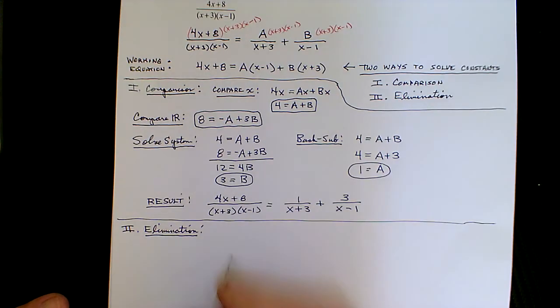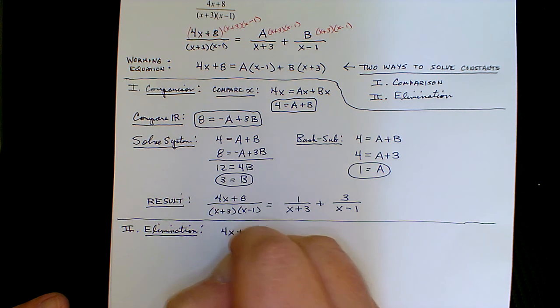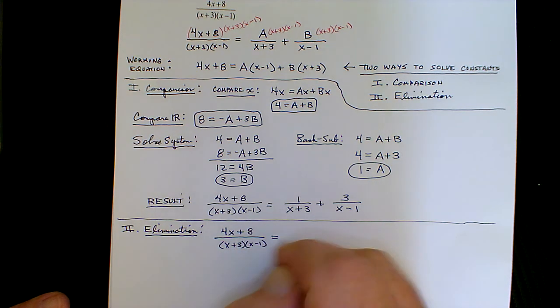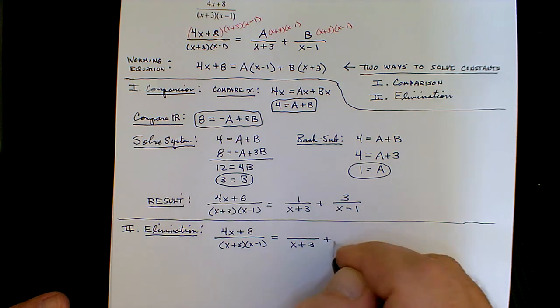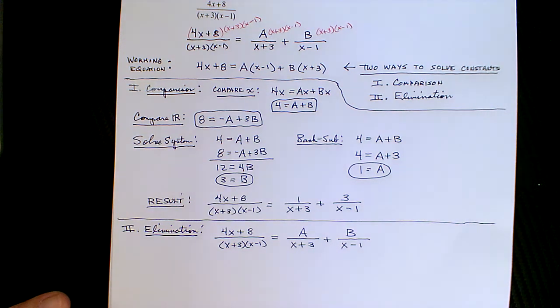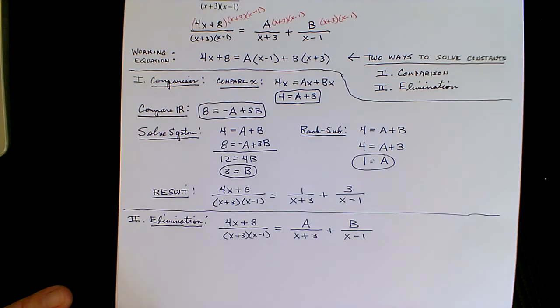You start exactly the same way. That is, the first two steps, no matter what method you're going to use, are always the same. Here's the original fraction. The decomposition is going to contain two terms, one with x plus 3 in the denominator, another with x minus 1. The only thing that can go above each of those, as we discussed earlier, is a constant term, so a and b respectively.